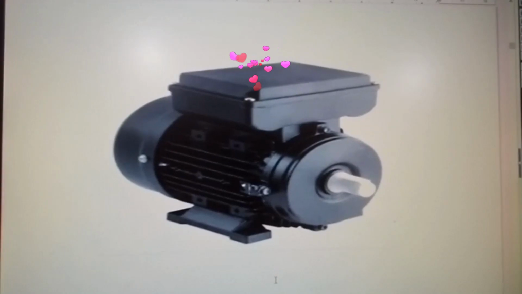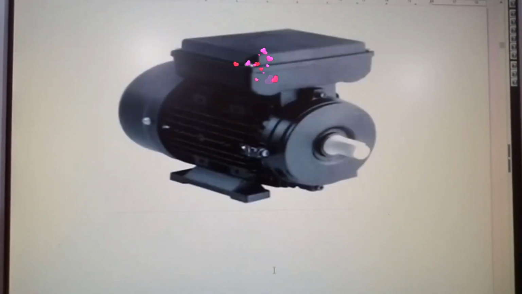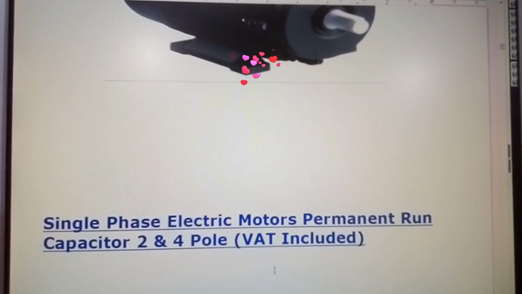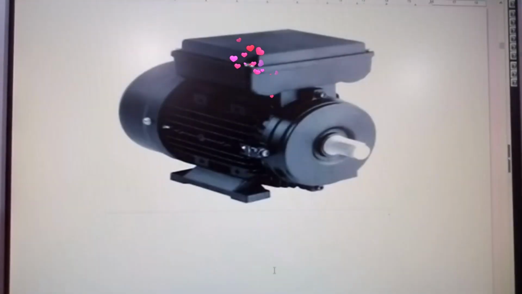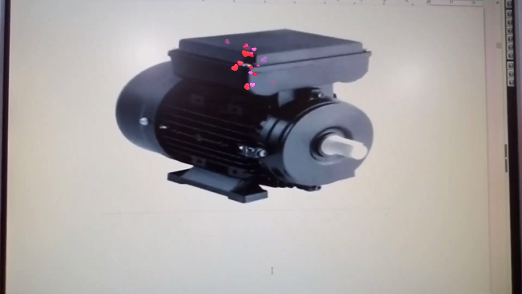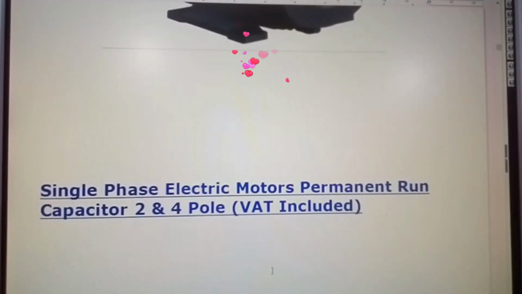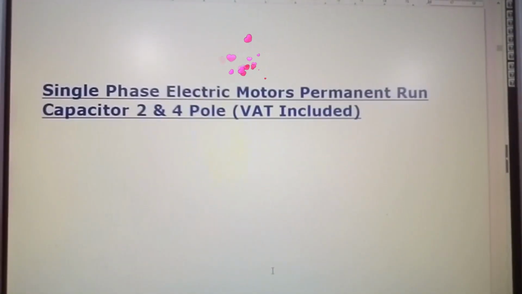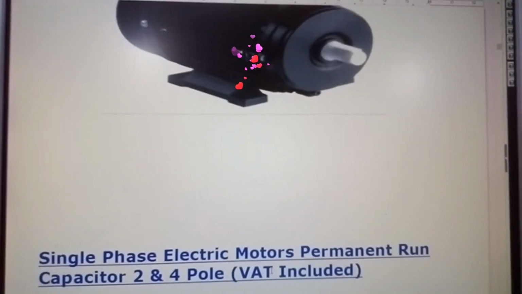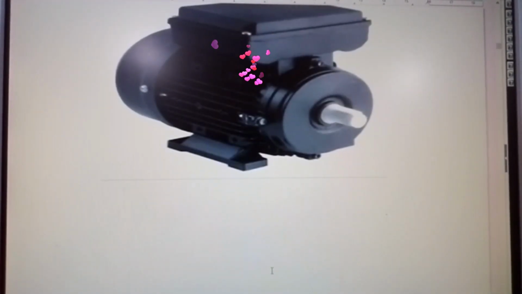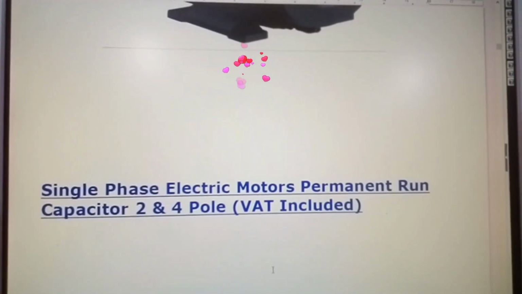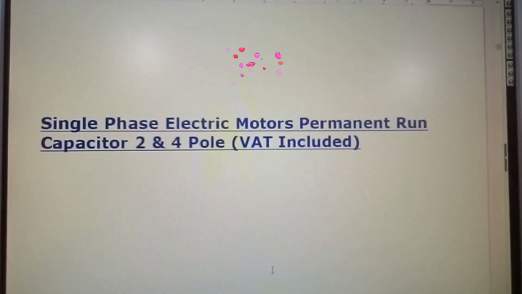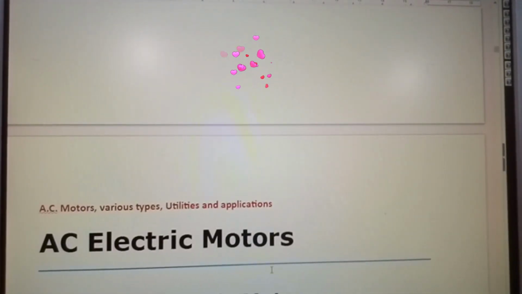And here's another type again, purely for your information only. This one is a single phase electric motor, permanent run capacitor, 2 and 4 pole, etc. Now you'll find something about capacitor motors in one of the electrical principles lessons that I've done as well on video. So it'll be your relevance and intuition that will encourage you to go and look at that again.